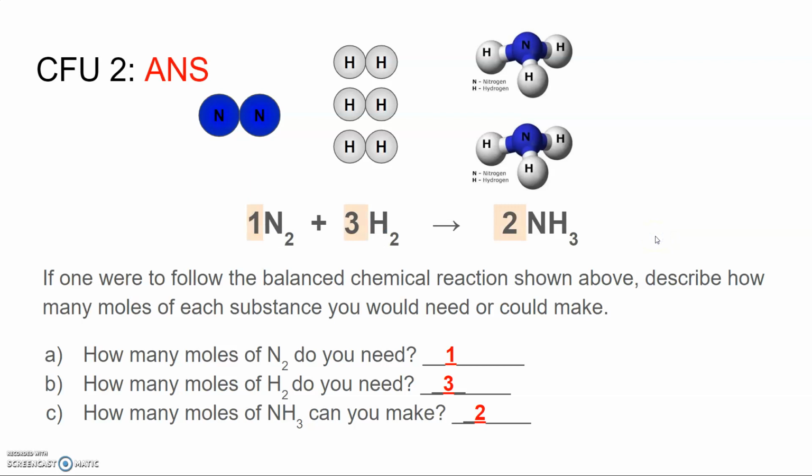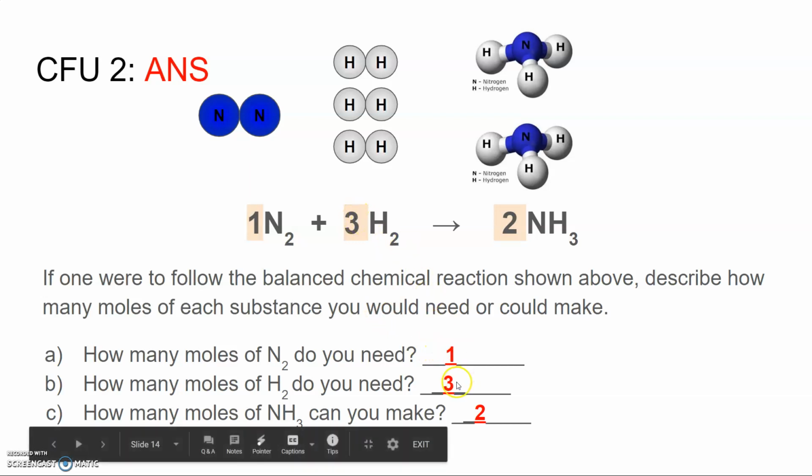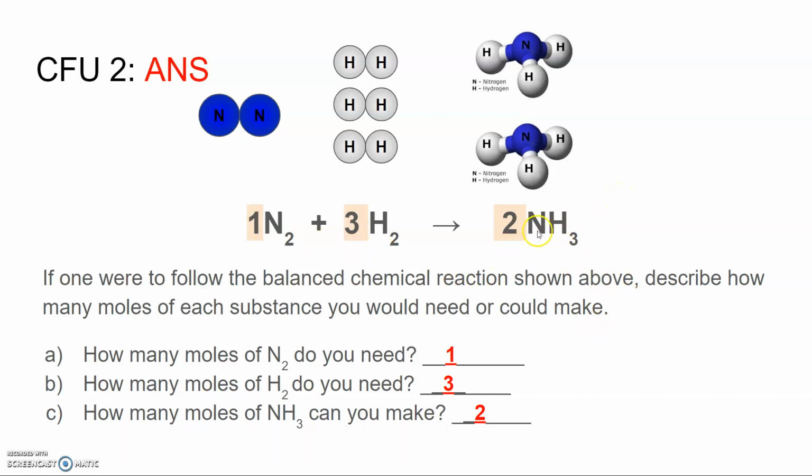Great, so you can tell just from the coefficients, there's an invisible 1 in front of N2, so that means you need 1 mole of N2. There's a 3 in front of H2, so that means you need 3 moles of H2. And there's a 2 in front of NH3, that means you can make 2 moles of NH3. Because remember, these coefficients are our molar coefficients. You can think of them in terms of the moles of things that you use or moles of product that you can make.